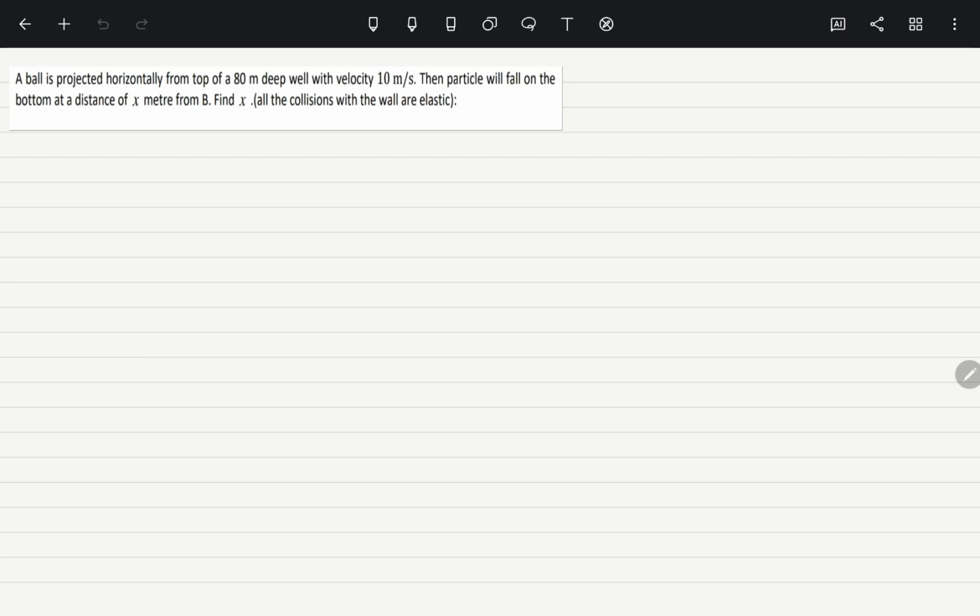A ball is projected horizontally from the top of an 80 meter deep well with velocity 10 meter per second. Then the particle will... okay, there is a diagram which is not present here, so I'll draw the diagram here. This height is given as 80 meter. First of all, the width of this well is 7 meter. The ball is projected horizontally with 10 meter per second. The question is that the particle will fall on the bottom at a distance of h meter from B. Okay, this is A, this is B. So we need to find the value of h, and all the collisions are elastic.